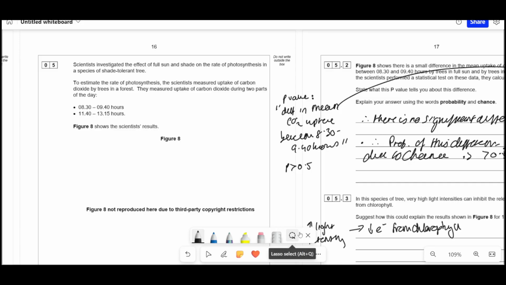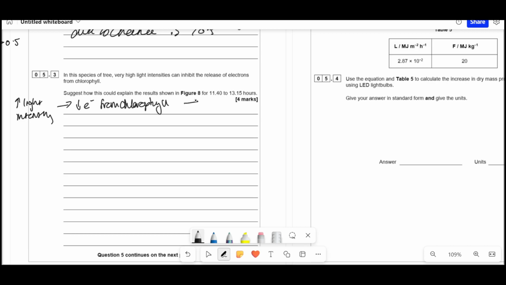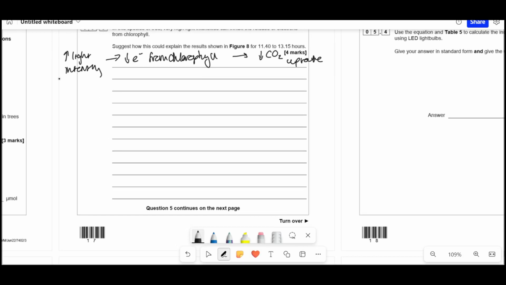What was the table measuring? The rate, so it's the measured uptake of CO2 by the trees. So what's probably happened is less CO2 uptake, because if you're photosynthesizing like crazy, you're going to take more CO2 up. So again, look at the question and think of what the actual stages are of what they've said, like what the gap is that they want you to explain, and then explain it. So suggest how this could explain the results. Well, if you have less electron released from the chlorophyll, think about what the whole point of that is. So in non-cyclic photophosphorylation, in photosystem 2, chlorophyll releases an electron.